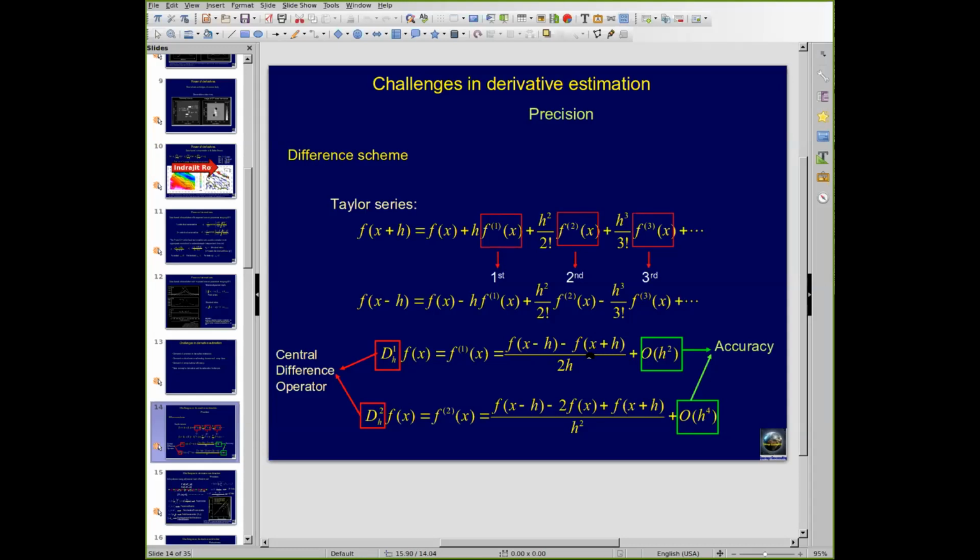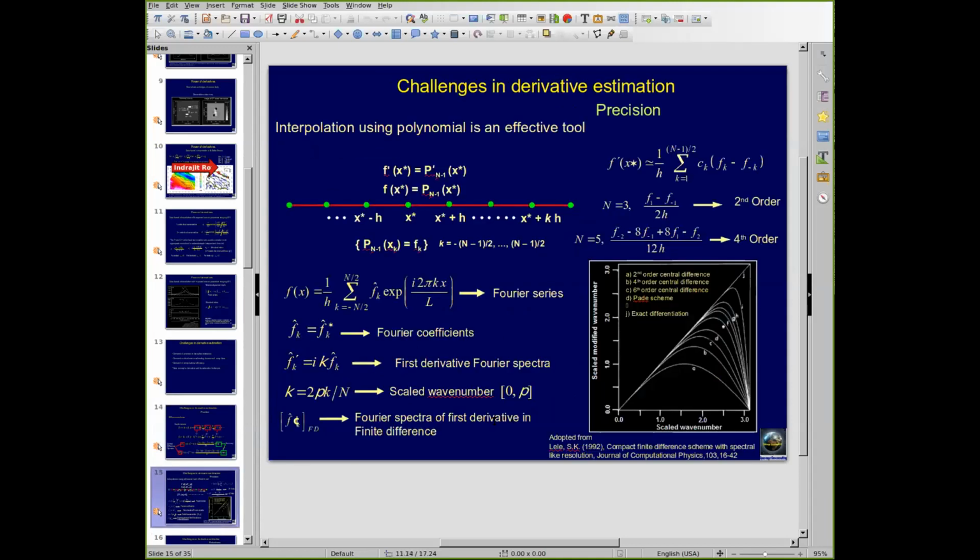So if h is a fraction between 0 and 1, then it will be a very small number. Similarly, for the second order derivative it is h to the power 4. Let us see in the next slide what it means.